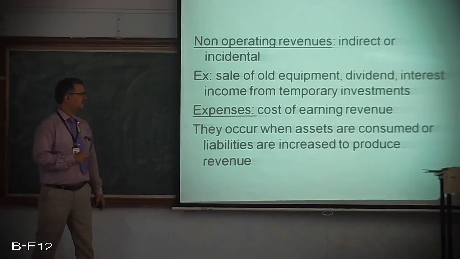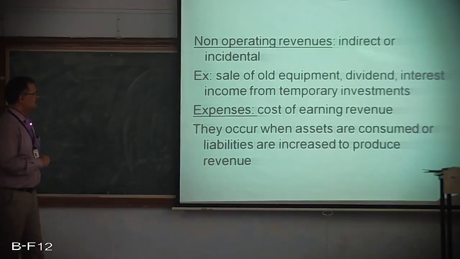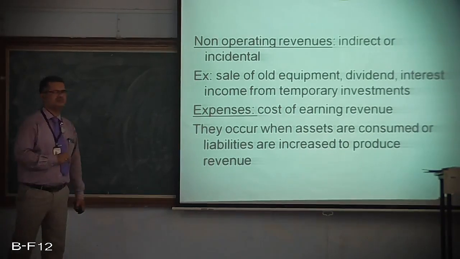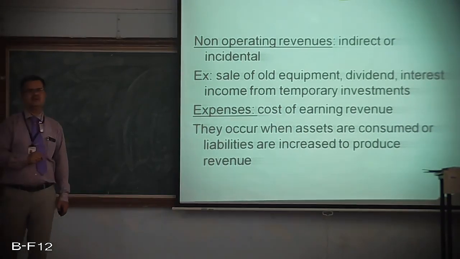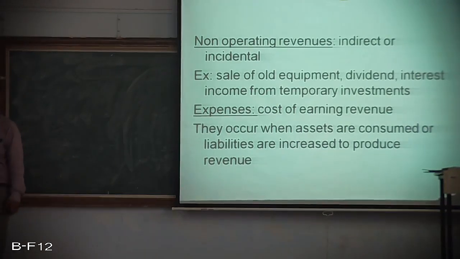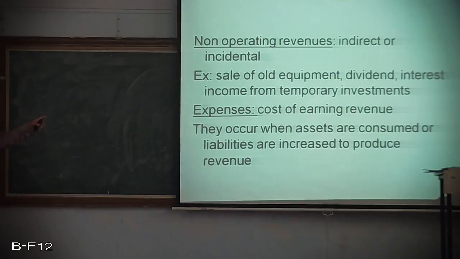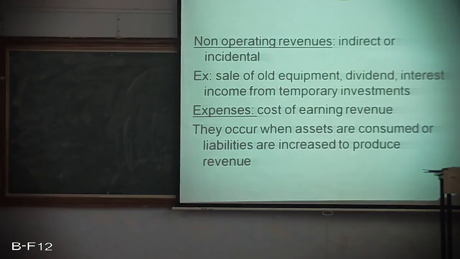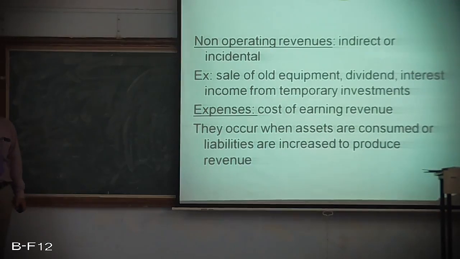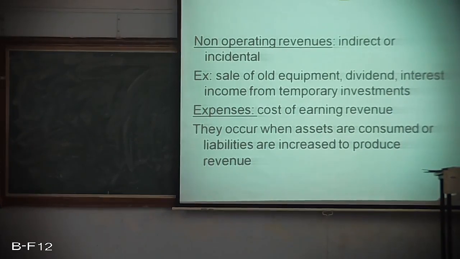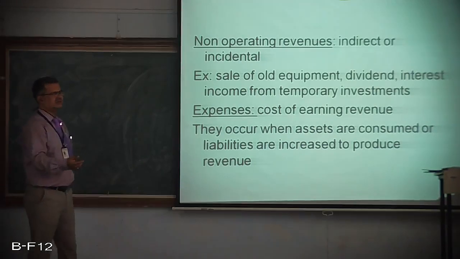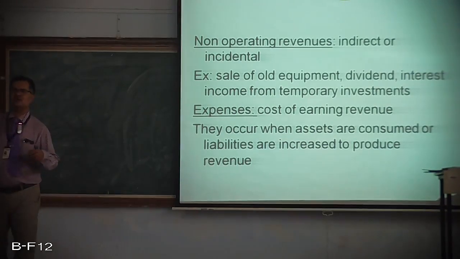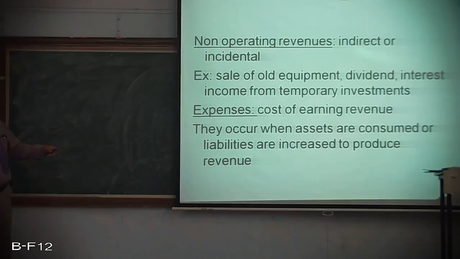They occur when assets are consumed or liabilities are increased to provide revenue. Remember two things here. When they are going to get expenses, one is when assets have been consumed. No money has come, but they become expenses. Assets are consumed now. Or liabilities are increased, meaning they are supposed to pay in the future. Lots of liabilities are there for coming years. So they are incurred to produce revenue, and they are called expenses.